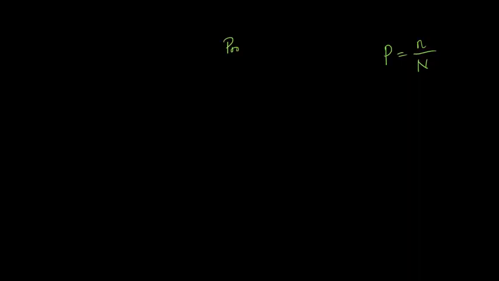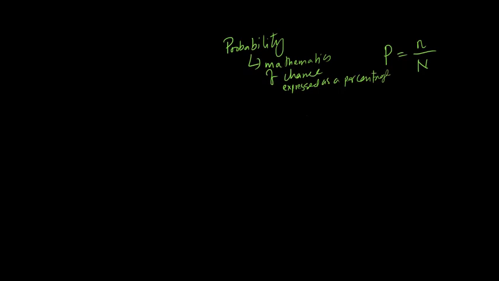So what is probability? Probability is basically the math of chance. So we can call it the mathematics of chance, and it is expressed as a percentage. So when we say percentage, that means a comparison. Per means divided by, cent means 100. So divided by 100, out of 100.